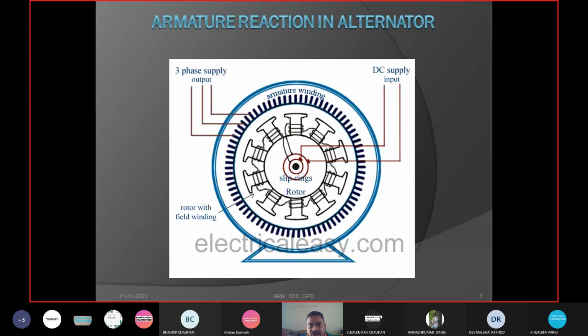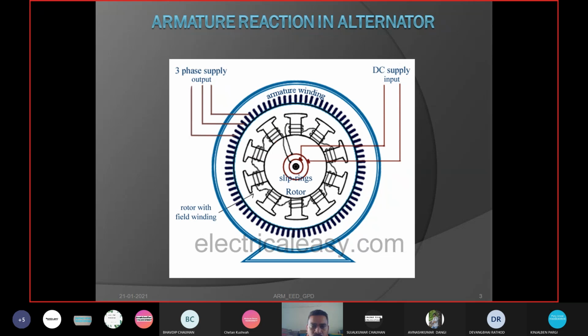Okay, so the flux or field produced by the magnetic pole when DC supply is given to the field winding is known as the main field flux, and it is denoted by phi m. And we will take this main field flux phi m as the reference for the phasor diagram. Okay, now we assume that the load is connected to the alternator.